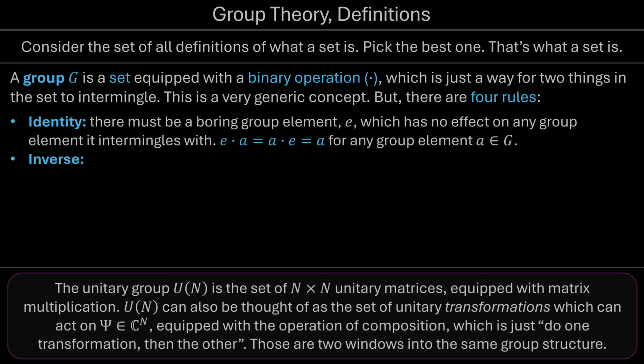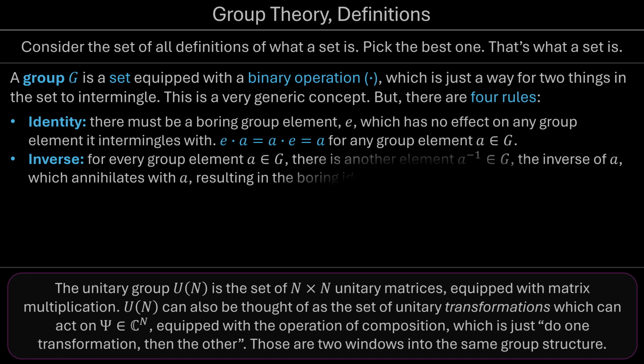Second rule is that for every element in the group, there has to be an inverse. So for example, if you have some element A, then the inverse of A is going to annihilate with A, and the result is that boring old identity element. So the product of A and its inverse is equal to the product of the inverse of A and A, and that equals the identity element E.